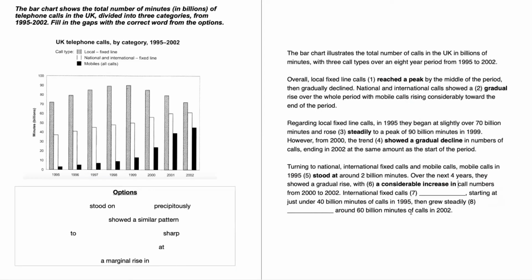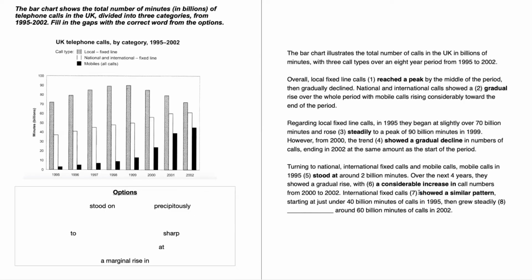Now our last two questions. International fixed calls, which is going to be the white blank, starting at just under 40 billion minutes of calls in 1995, then grew steadily blank. So let's look at the first half, international fixed calls. Now, if you see, it started at just under 40 billion and then it grew steadily. Now, we are talking about national and international, but we've just talked about mobiles. And you see how they both follow a similar trend. So national and international, they have risen gradually, and mobiles have also risen.